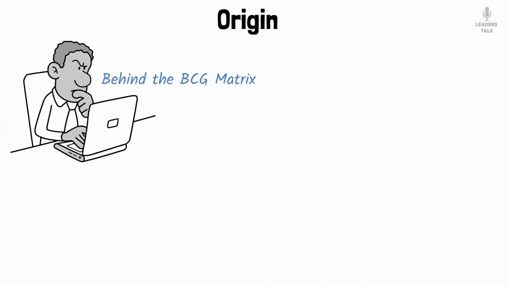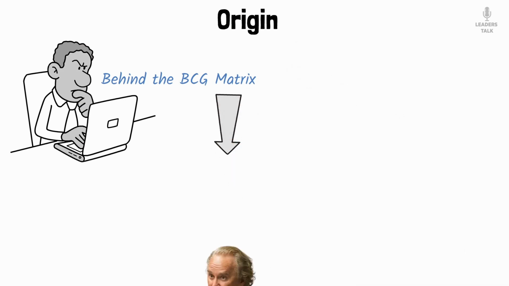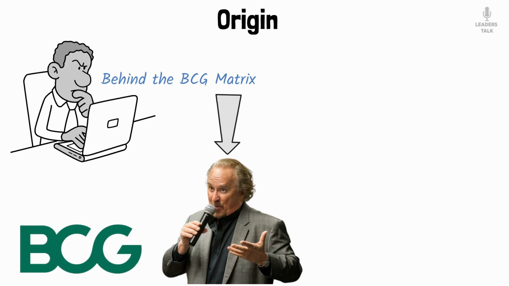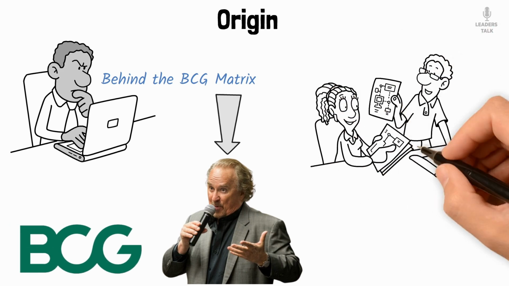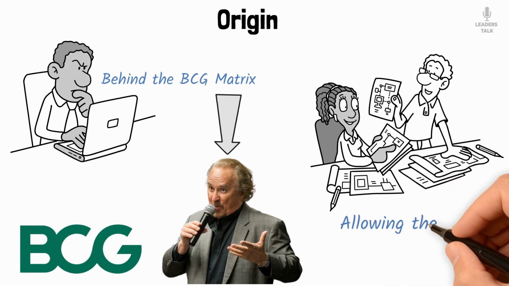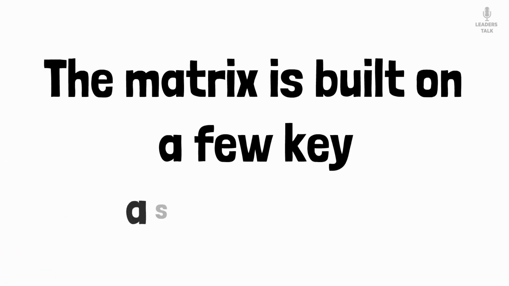Before we dive into the details, let's take a quick look at the origin and assumptions behind the BCG Matrix. As we mentioned earlier, the BCG Matrix was created by Bruce Henderson, the founder of the Boston Consulting Group, in 1970. It was designed to provide a simple, visual framework for companies to evaluate their business units and products, allowing them to allocate resources more effectively. The matrix is built on a few key assumptions.